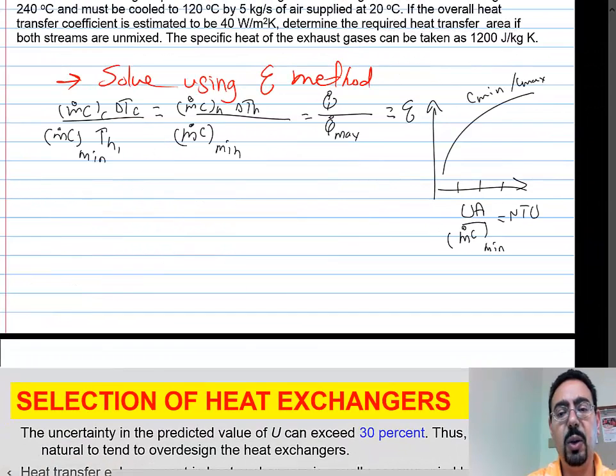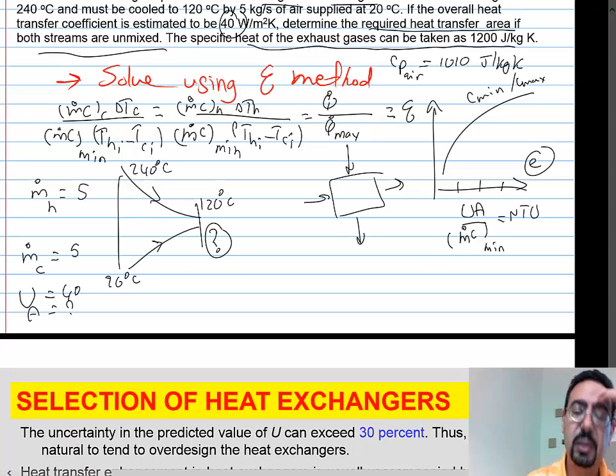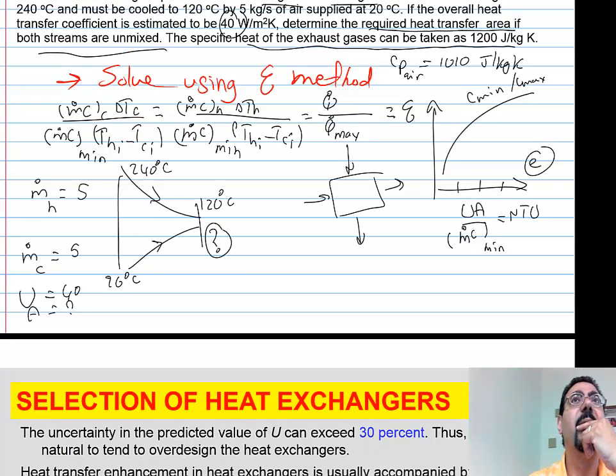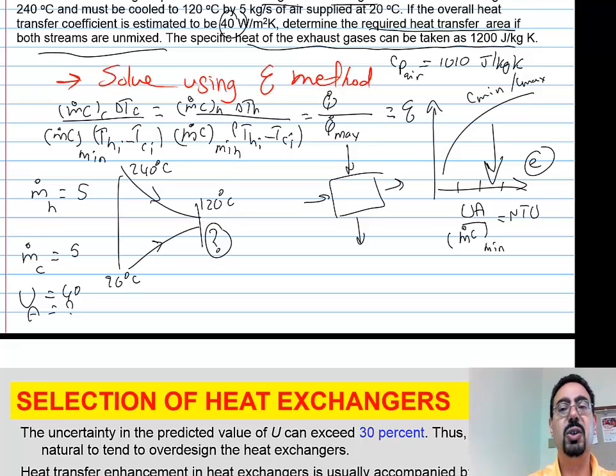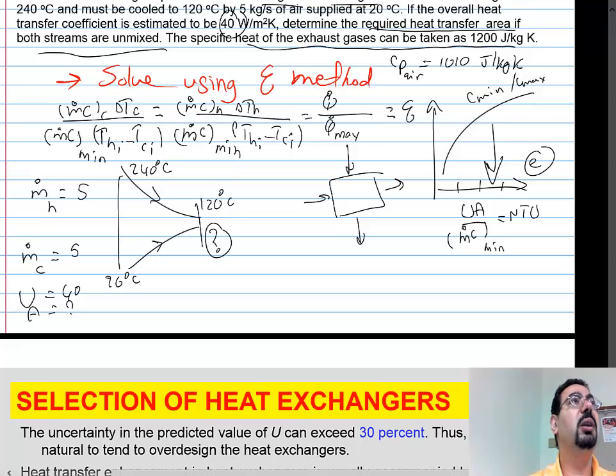Okay, so what's the plan? How are we going to get the area? Anyone? So obviously I need to come down here, right? So that I can read the x-axis where the area is. So to come down here, what do I need? I need this. Alright? I need to know where I'm coming from. What is the effectiveness? So I need Q over Q max.